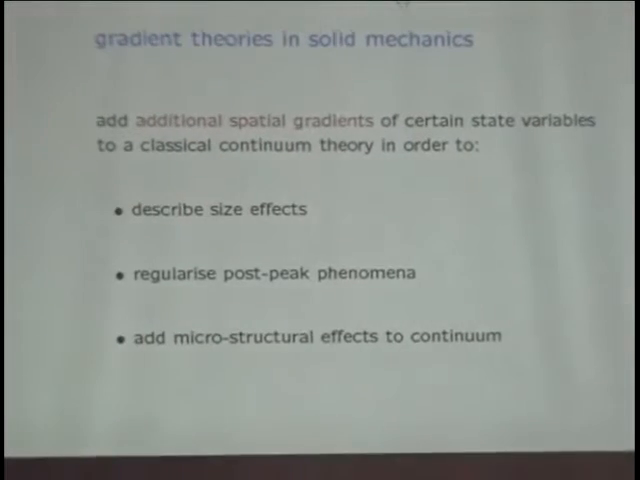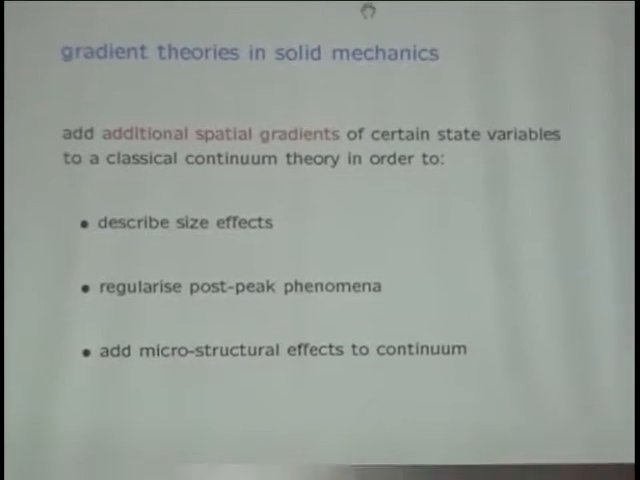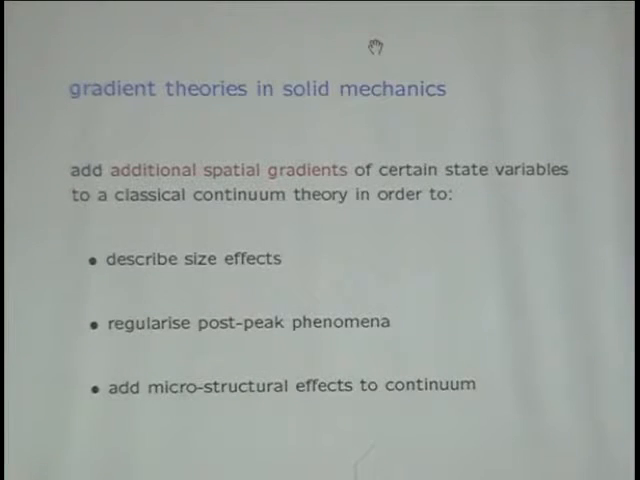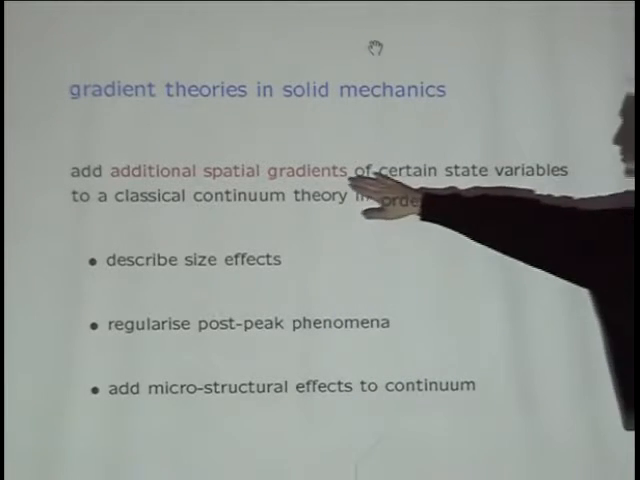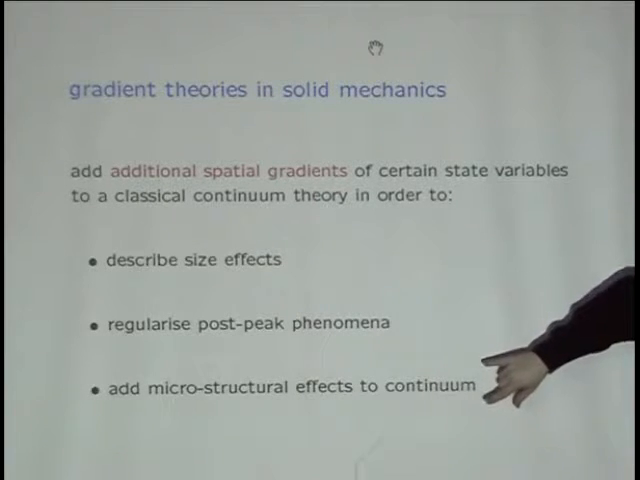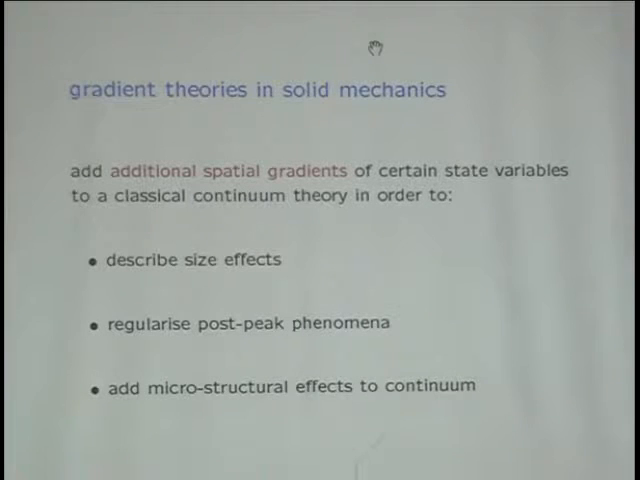People have been doing those for a couple of reasons. Some because they wanted to describe size effects. Others wanted to regularize post-peak phenomena. So you probably know that, but if you have a softening curve in a plastic model, then your shear band width is undefined. And actually you can give it a finite width by putting some spatial gradients in there. And generally you probably could say that the mechanistic reason to do so is because people want to add microstructural effects to the continuum.